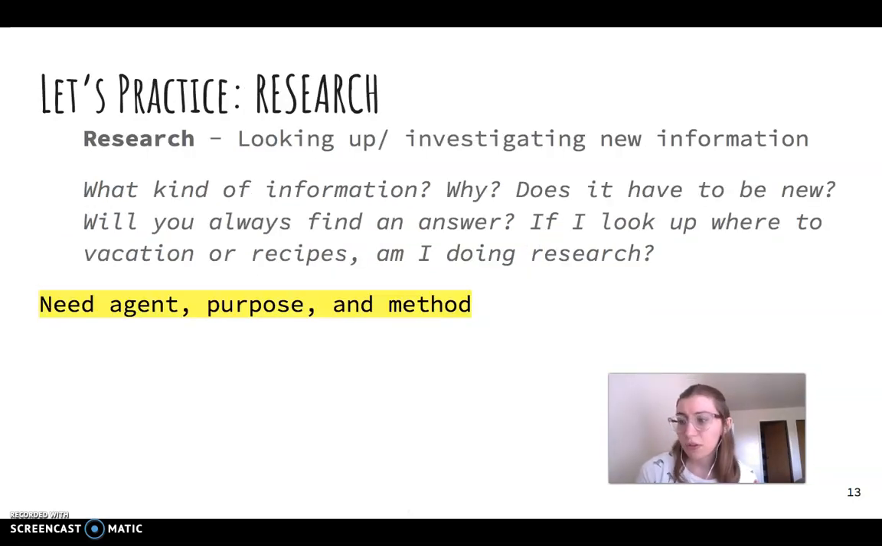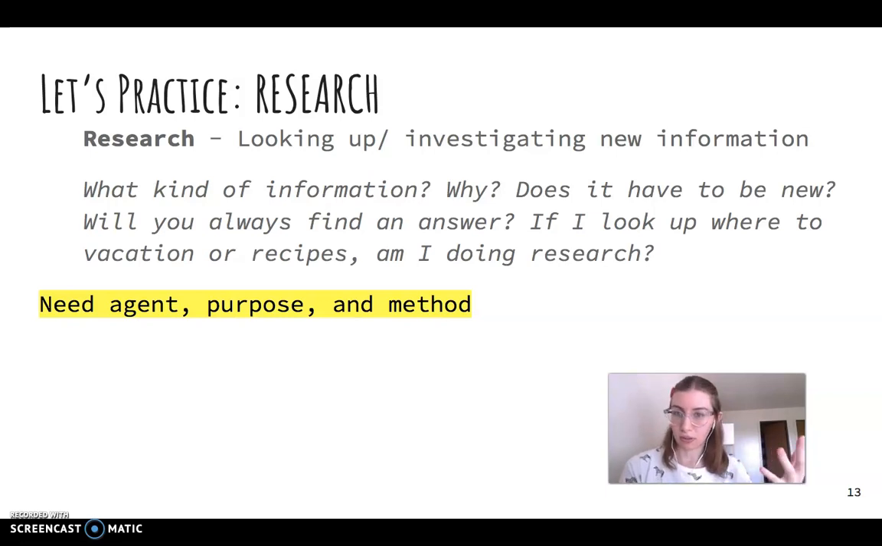For this video, I want to practice writing definitions as well as define two essential concepts for the class. Those concepts are research and analysis. So we're going to start with research. If you go to Google and you look up a definition for research, you'll find something like this. Research, looking up or investigating new information. It's short and concise, but it leaves a lot to be desired.